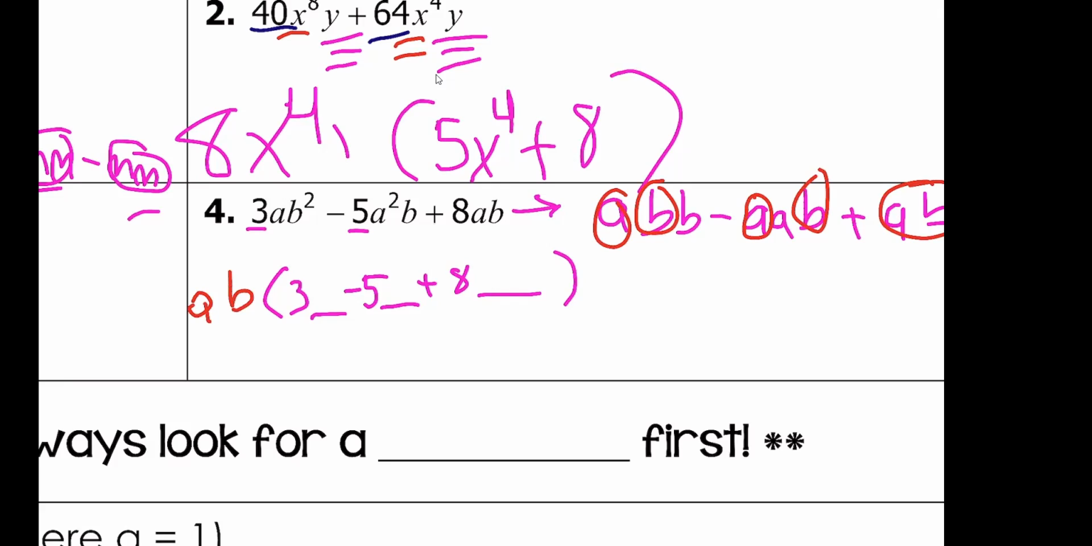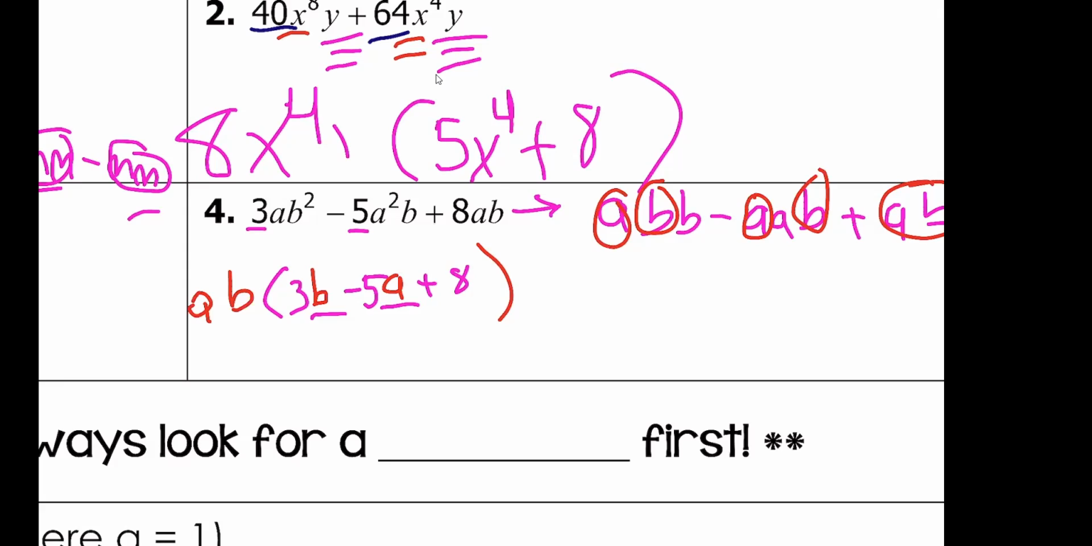So I'm going to pull out an a and a b from each one of these groups. For my first part, I just have a single b left. For my second group, I just have a single a left. And for my third group, well, I pulled them all out, so I don't have any variable parts left. So it would just be that 8. This would be my factored form: ab parentheses 3b minus 5a plus 8.